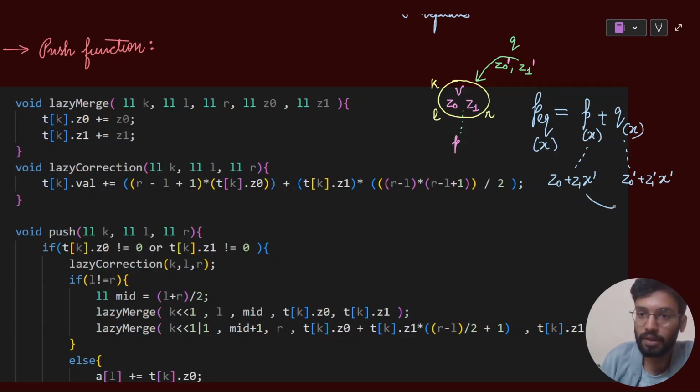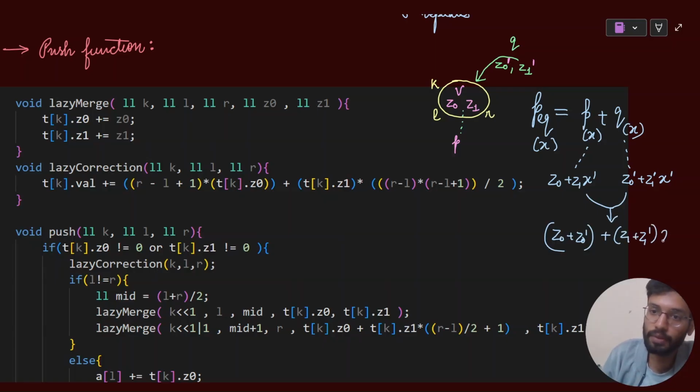And simply if I go ahead and sum these 2 polynomial functions, so how will polynomials sum? z0 plus z0 dash plus z1 plus z1 dash into x. So this is my equivalent. So this is my p equivalent, right?